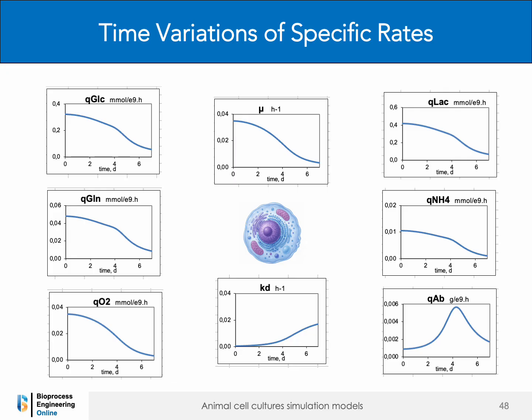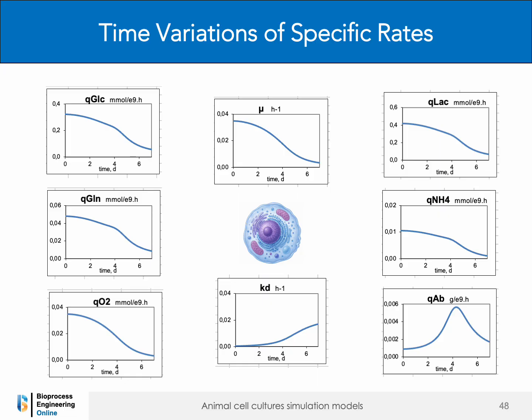The simulation model also provides the time-dependent profiles of the cellular-specific rates throughout the batch culture. The specific growth rate, as well as the specific rates of nutrient consumption and metabolite production, all exhibit similar trends. Apart from the initial lag phase, these rates are highest at the beginning of the culture and then gradually decline as cultivation progresses. In contrast, the specific death rate remains low during the early stages of the culture, but increases markedly after approximately 3 days.